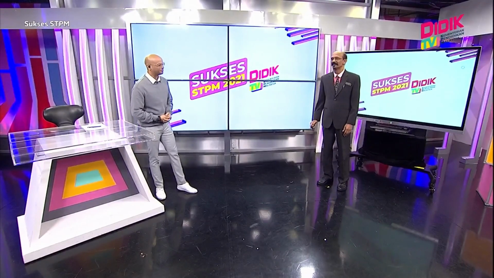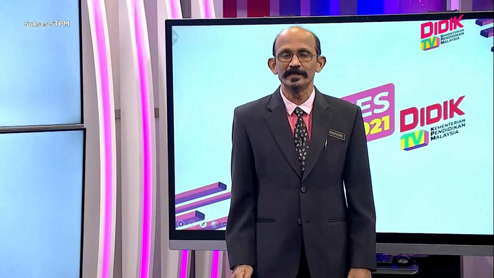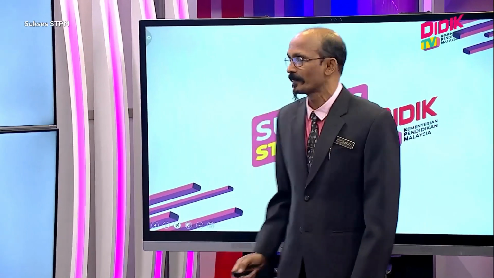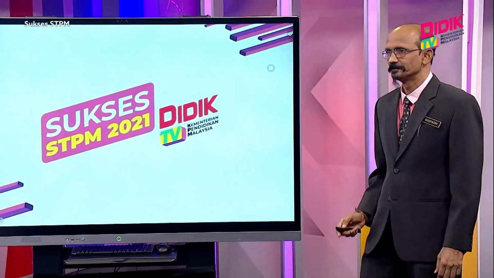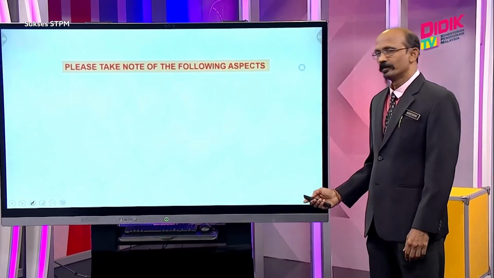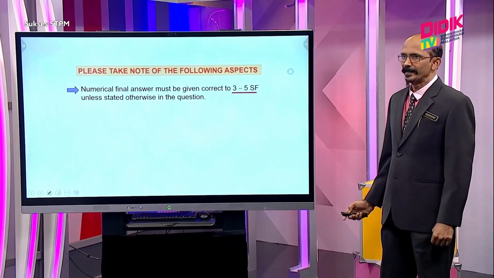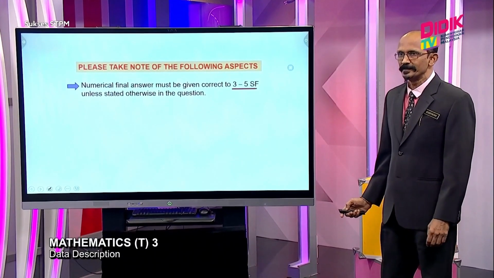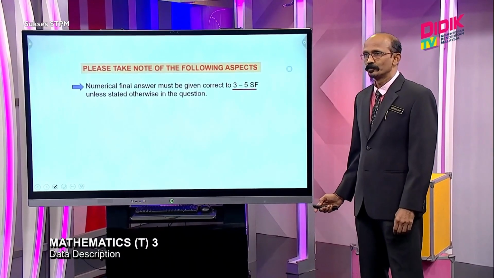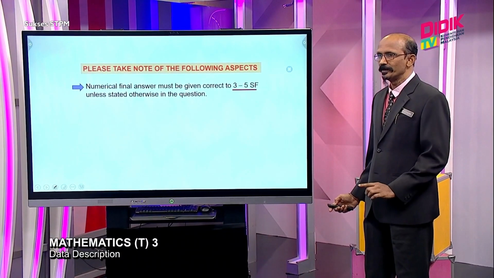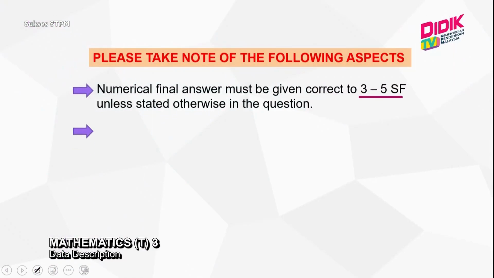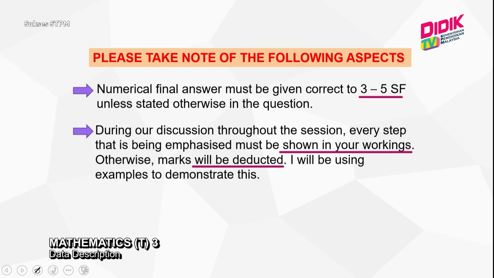Okay. Thank you, Sean. So, students, before we continue with our first chapter, let us see a few points first. Please take note of the following aspects. Aspect 1: numerical final answers must be given correct to 3 to 5 significant figures unless stated otherwise in the question. So you must be very careful: anything less than 3 or more than 5 is considered wrong. Next important point: during our discussion throughout the session, every step that is emphasized must be shown in your working. Otherwise, marks will be deducted. I will be using examples to demonstrate this.